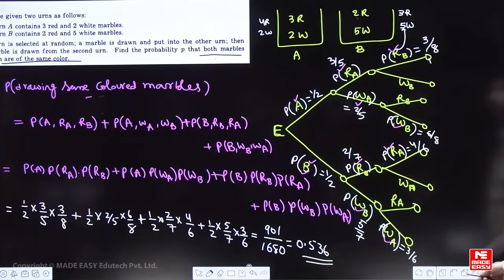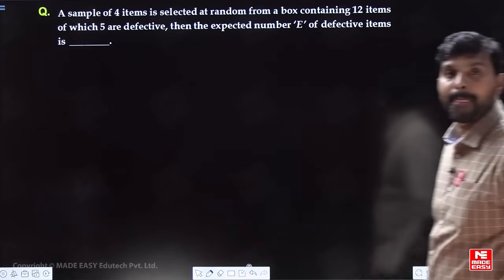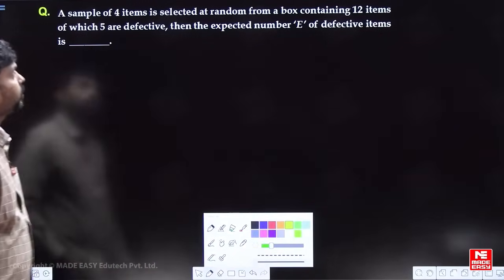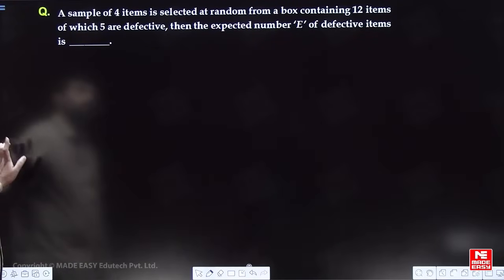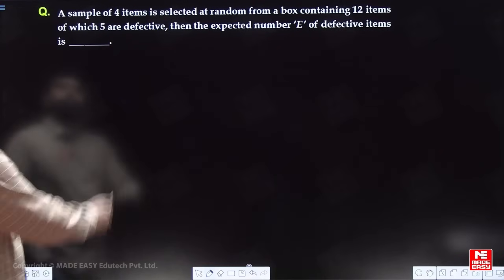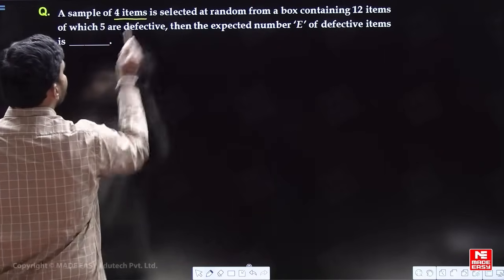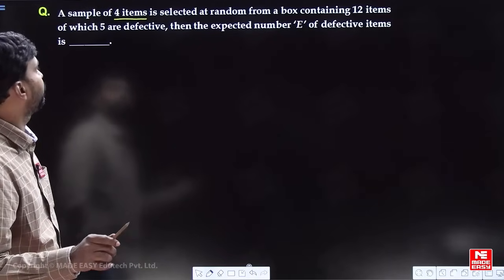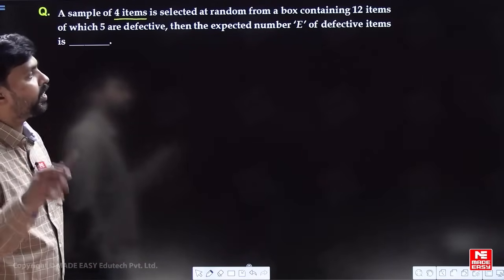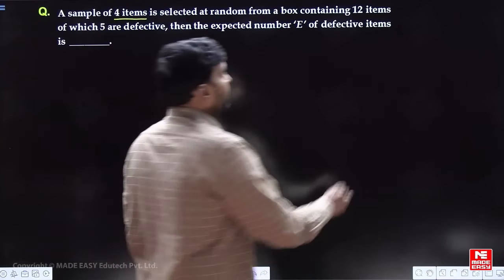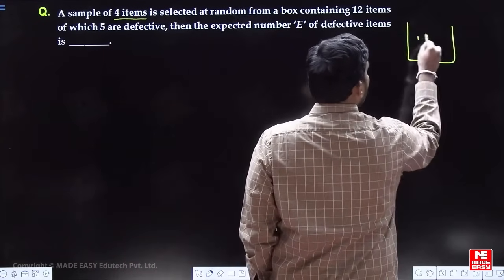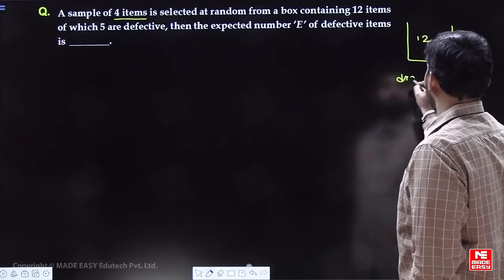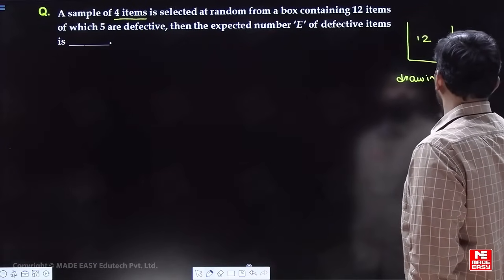Now we will move into another question. We are moving on to the random variable questions here. A sample of 4 items is selected at random from a box containing 12 items. So there is a box with 12 items, right or not? But how many items are we drawing? 4 items here.